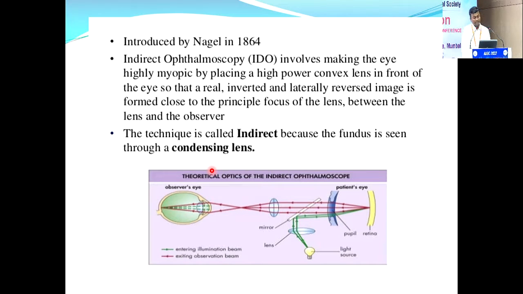It was introduced by Nagel in 1864. The principle is simple. We make the eye highly myopic by placing a high power convex lens in front of the eye, so that we get a real, inverted, and laterally reversed image. The image is formed close to the principal focus of the lens, between the lens and the observer. This is called indirect because we are observing the fundus through a condensing lens, not observing it directly.